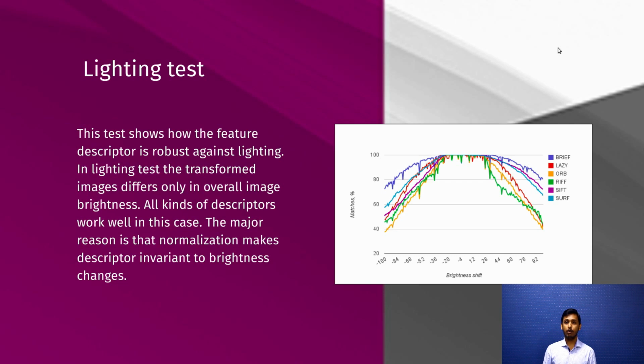Now the lighting test shows how robust the feature descriptor algorithms are against lighting changes of the image. All feature descriptor algorithms work very well in this case. The major reason that all these feature descriptor algorithms work really well is that normalization makes them robust against all lighting changes.